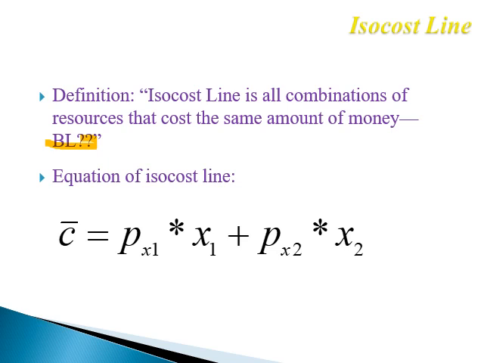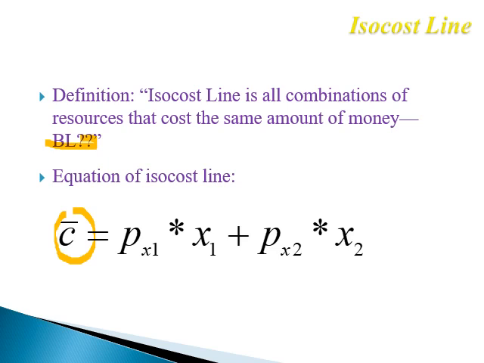Okay, here we have the equation of the isocost line. Here they tell you the C bar. Why C bar? C is cost. Bar means constant. So here we have constant cost. It means the same cost is equal to the unit price of the first variable input, which is P of x1, multiplied by the amount used of the first variable input, plus P of x2, which is the unit price of the second variable input, multiplied by the amount used of x2, which is x2.